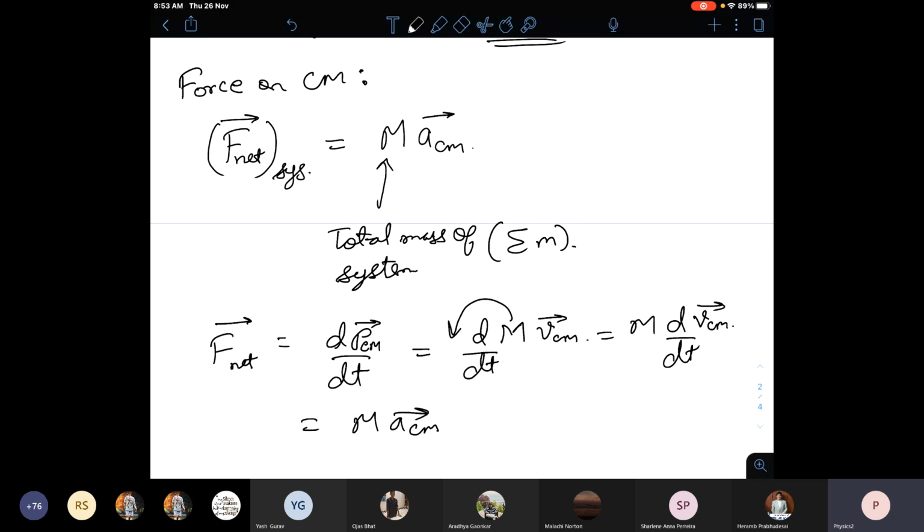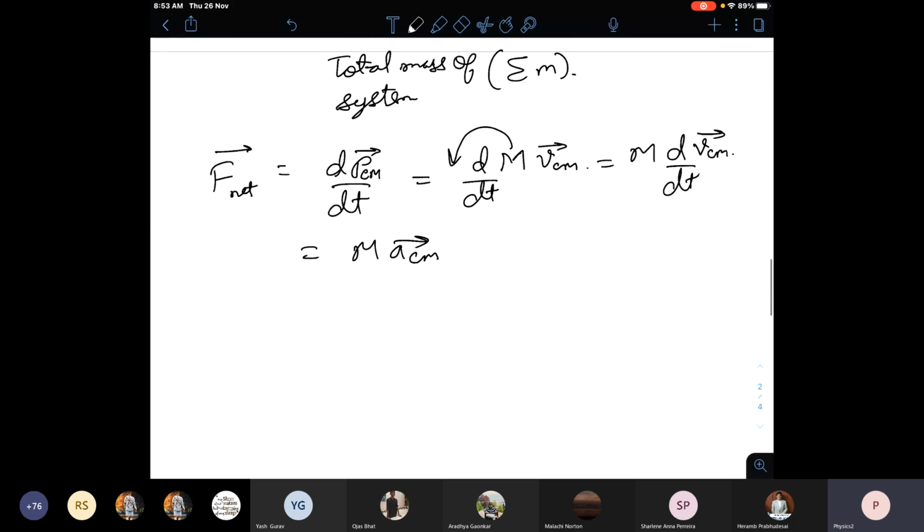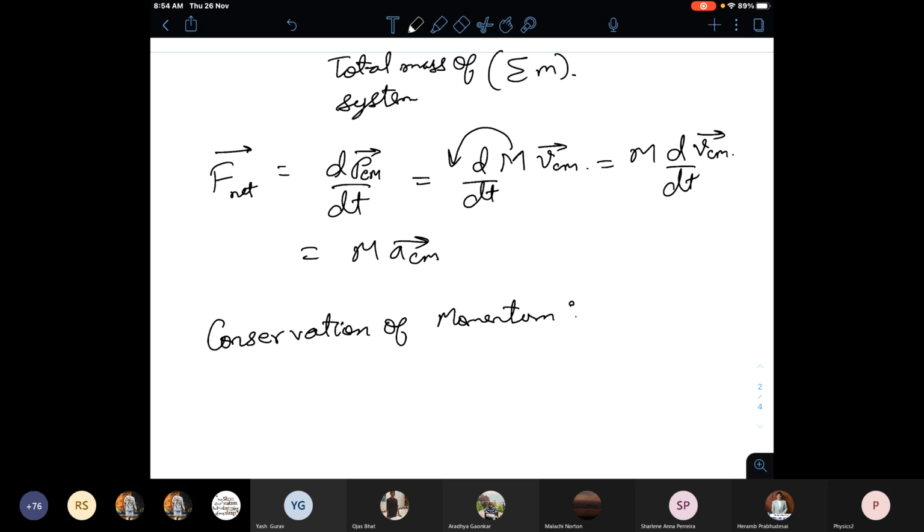Okay. Now this is just a small derivation kind of thing, not very important for us. What is important for us is the conservation of momentum concept. The thing important for us is the conservation of momentum.